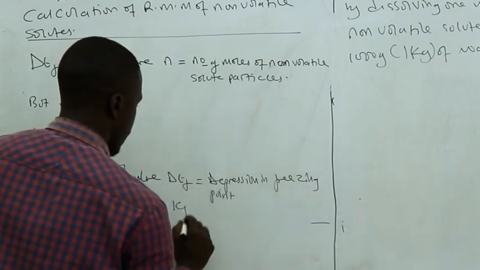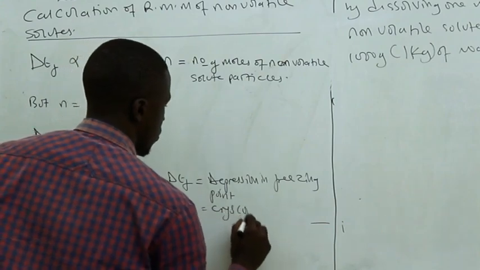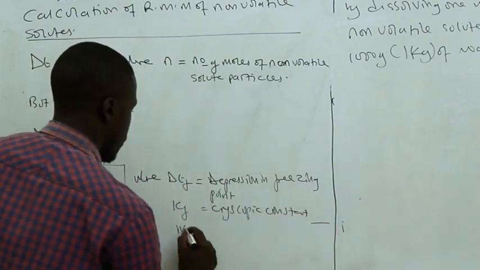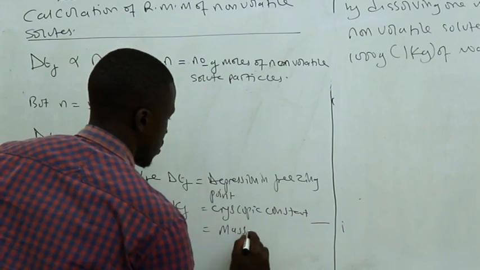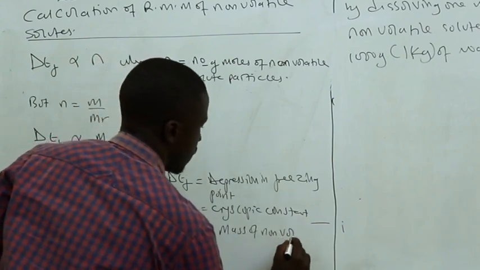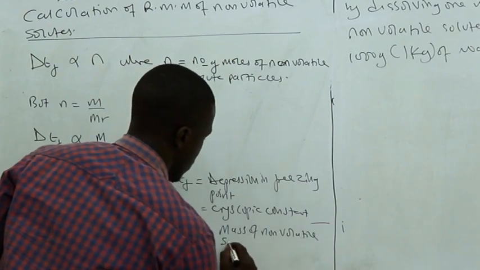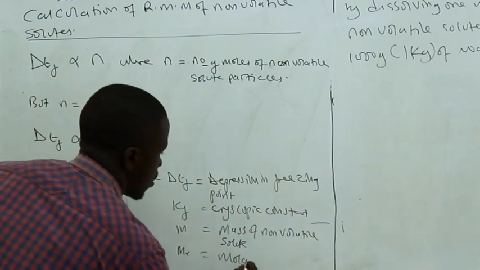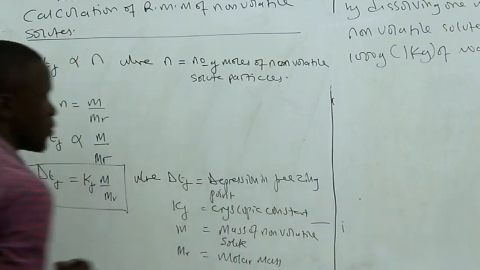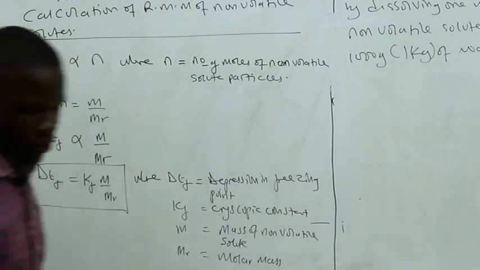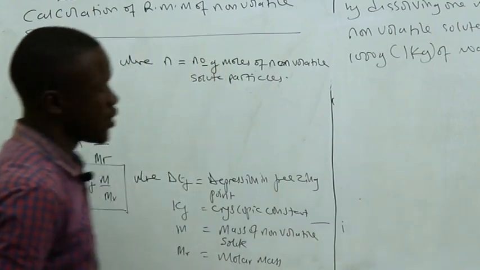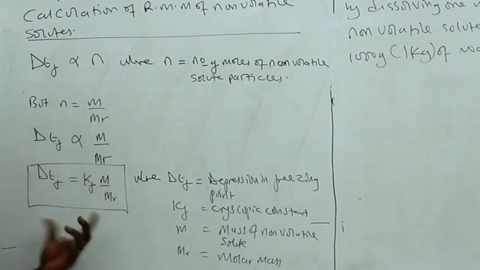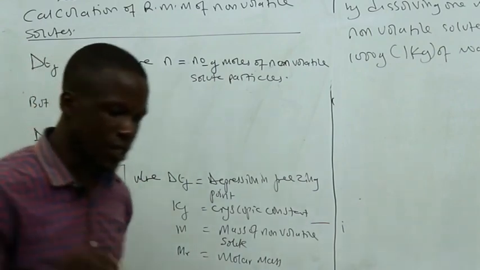Okay? Kf is what we call the cryoscopic constant. And then m is the mass of non-volatile solute. And then Mr is molar mass. So, yes, this formula and this expression here are normally given in some books, but calculations from them are not really valid. We want calculations from first principles.